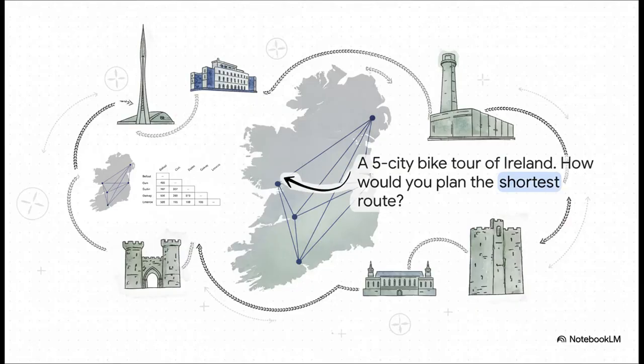So, picture this. You're planning this amazing bike tour of Ireland. You're going to start in Dublin, and you want to hit Belfast, Cork, Galway, and Limerick before you loop back to Dublin. And your goal? Super simple. Visit every single city just once, and do it in the shortest distance possible.